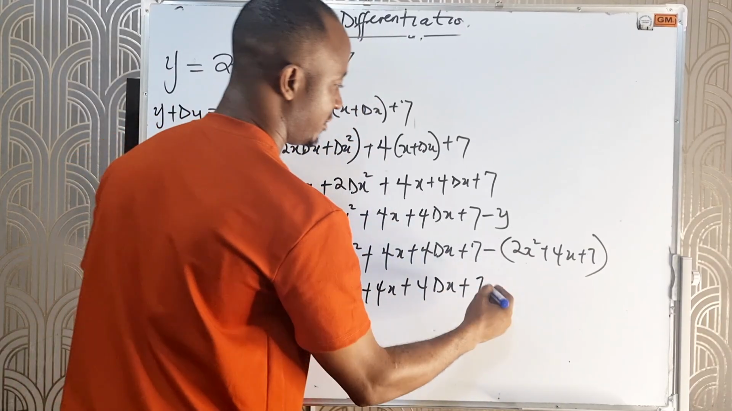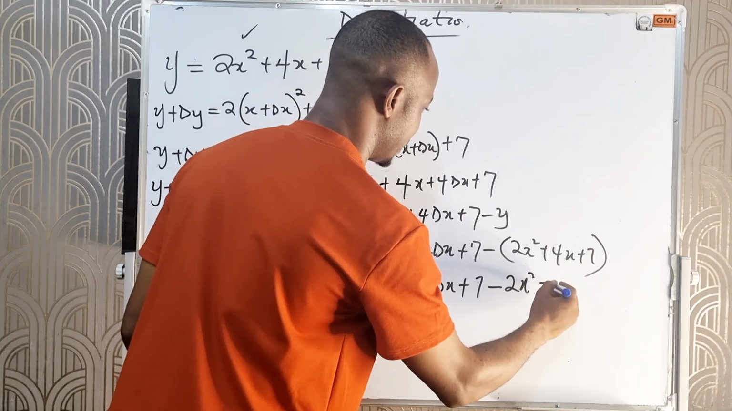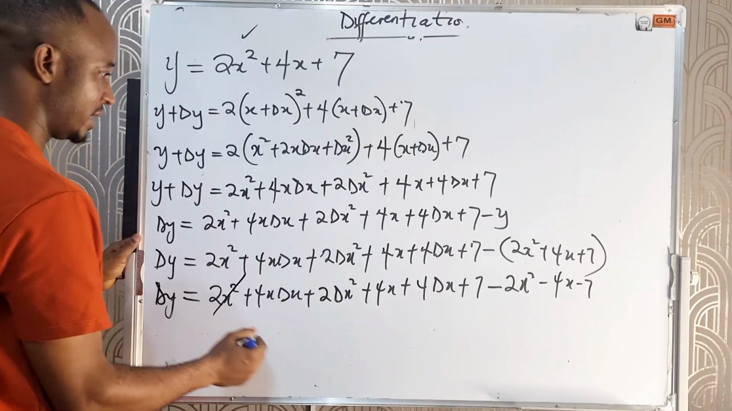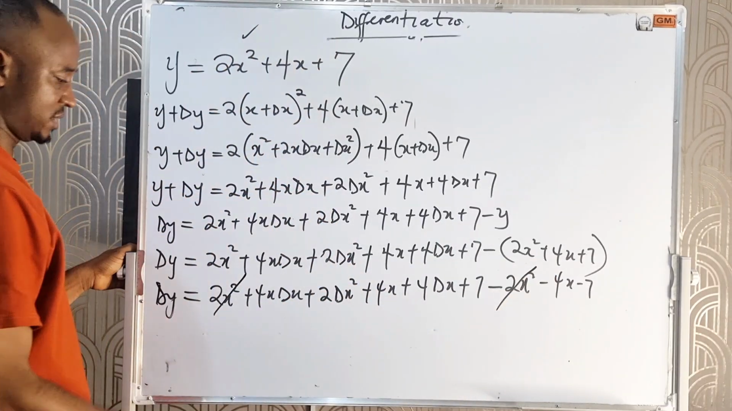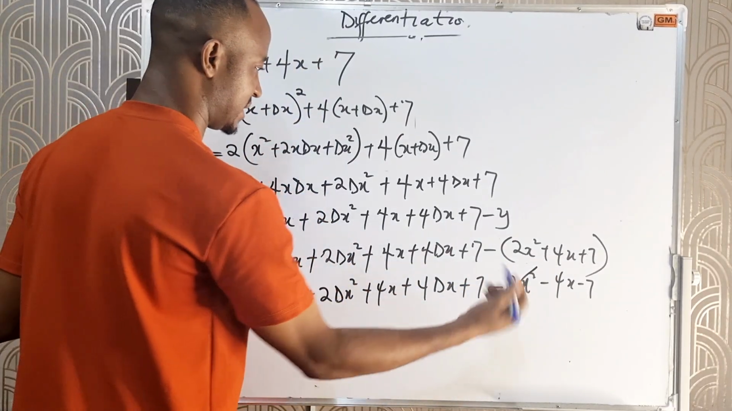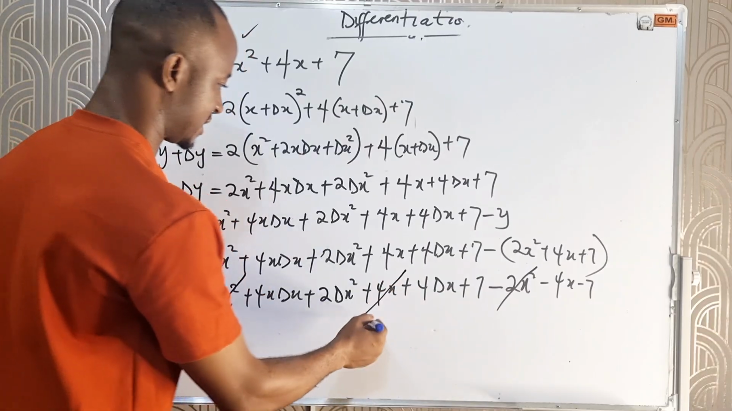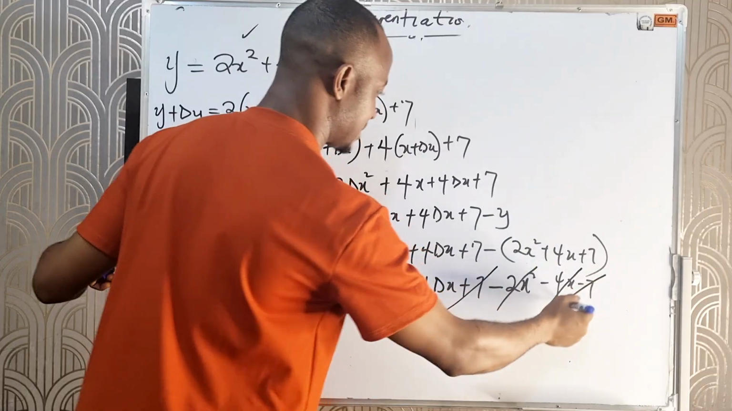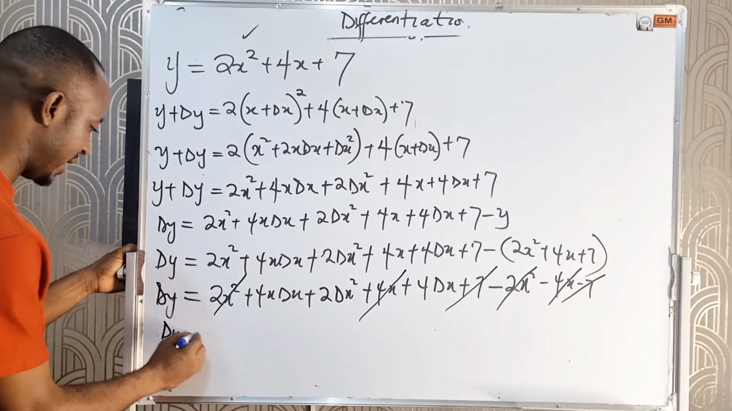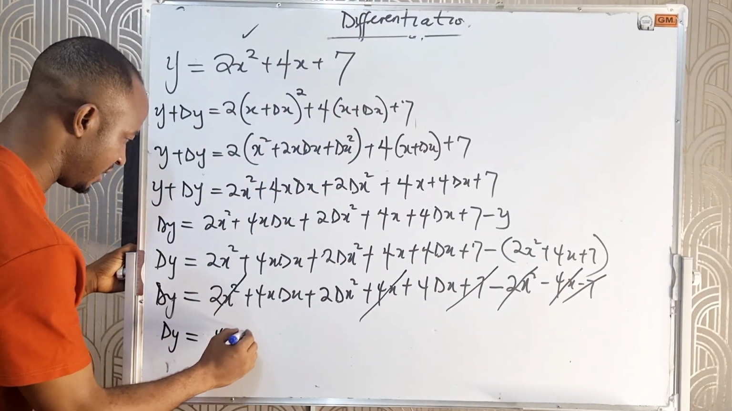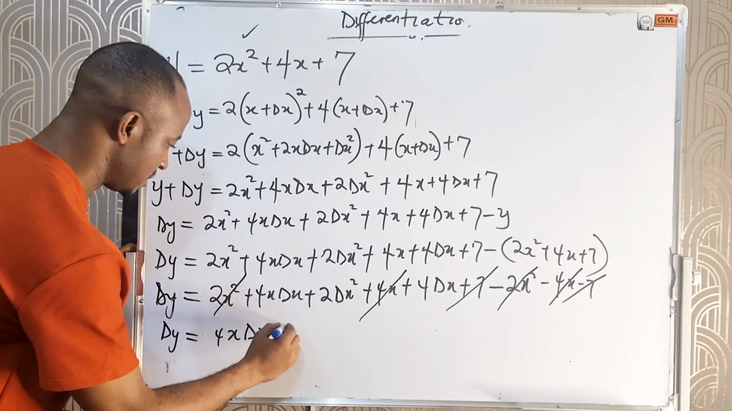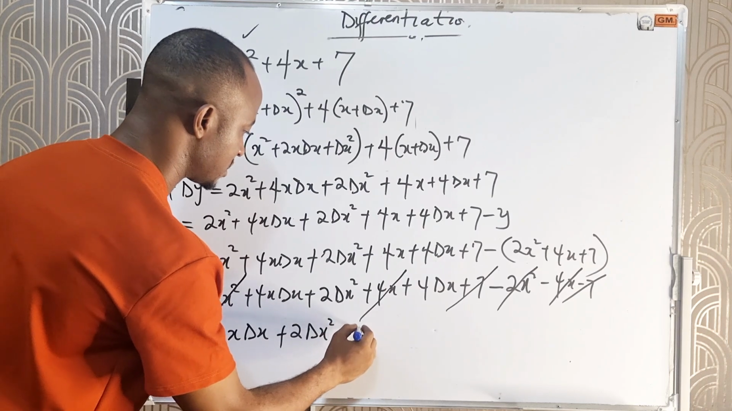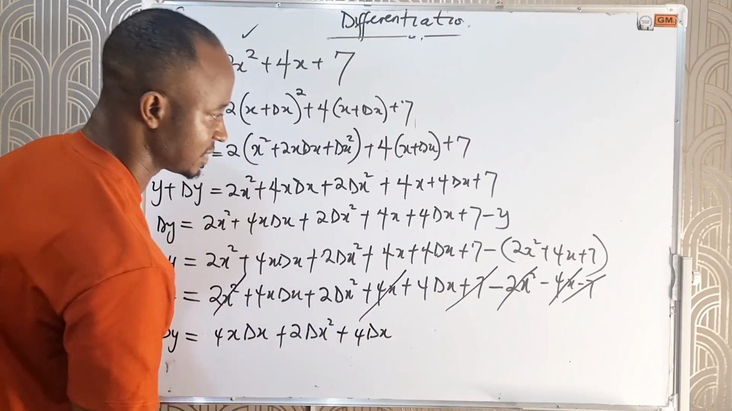I'm going to expand this here. It becomes minus 2x squared minus 4x minus 7. 2x squared, we subtract 2x squared. 2x squared minus 2x squared is 0. 4x, we subtract 4x. Plus 7, we subtract 7. We are left with delta y equals 4x delta x plus 2 delta x squared plus 4 delta x, right?